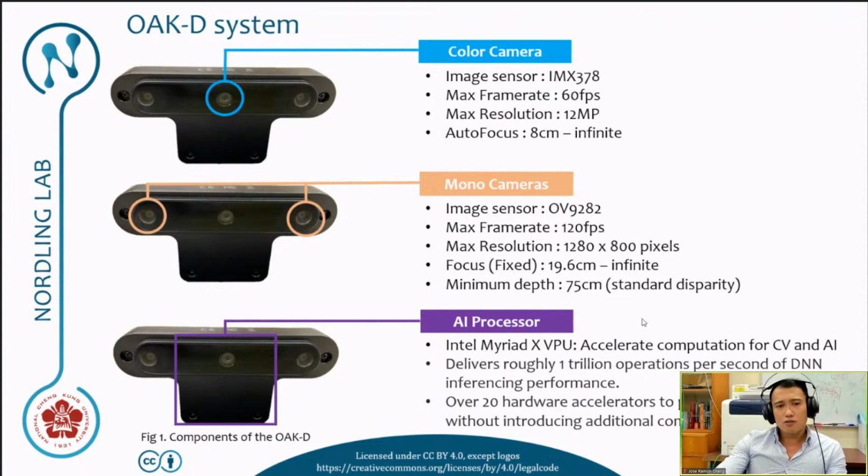It can deliver roughly 1 trillion operations per second to run inference on a deep neural network, and it has over 20 hardware accelerators to perform basic computer vision tasks, like, for example, stereo vision or optical flow. So it is actually a very useful thing if you want to use it for online AI.